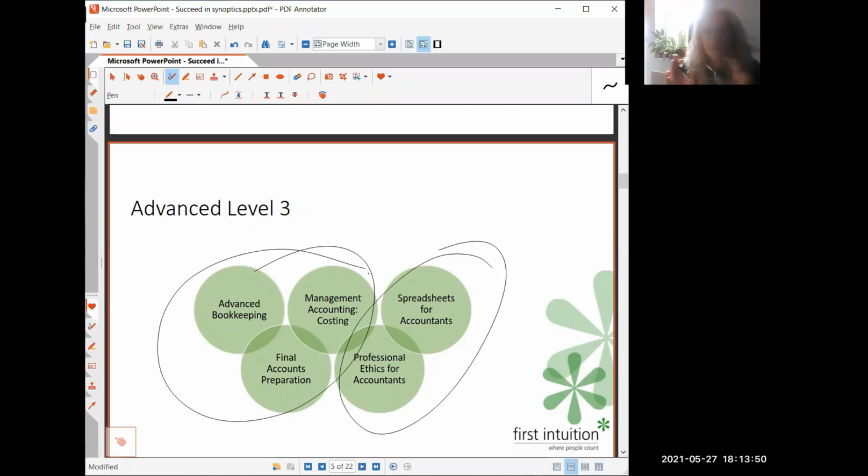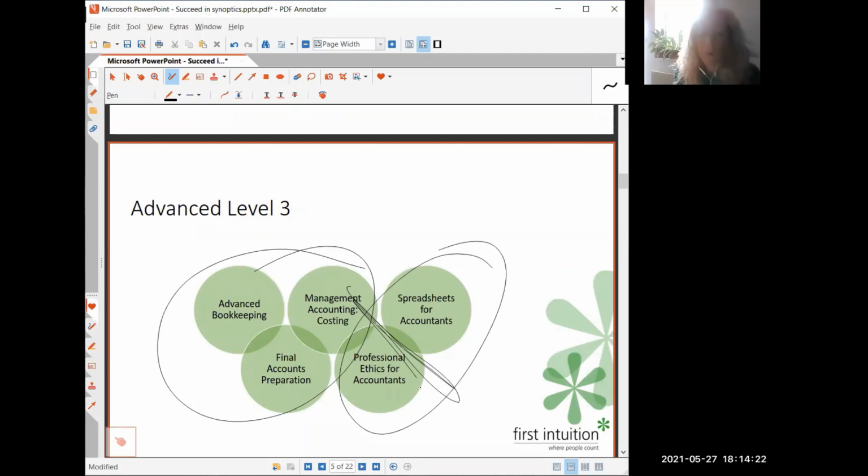Now, some of you may have heard about changes happening to the advanced level Synoptic, where these 2 are being split out, or spreadsheets is being split out. That will be for assessments that are taking place after the summer. So if you're taking your AVSY assessment in July, then you will be sitting this current assessment where spreadsheets and professional ethics are within that AVSY assessment.